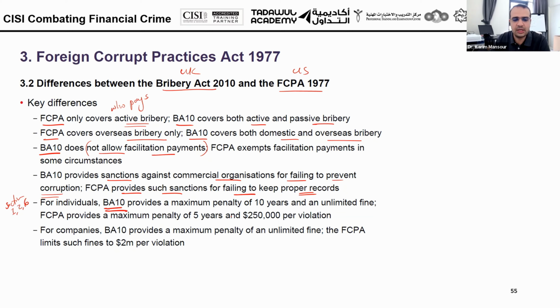For individuals, the UK law provides a maximum penalty of 10 years and an unlimited monetary fine, whereas under the US one, a maximum penalty of 5 years and $250,000 per violation. As for companies, remind you, in the UK law, companies are covered under Section 7 of the Bribery Act of 2010. The maximum penalty is an unlimited fine for companies, because obviously you can't take the company to jail, so you can only fine it. So it is fined an unlimited amount, whereas in the US, the fines are limited to $2 million per violation.